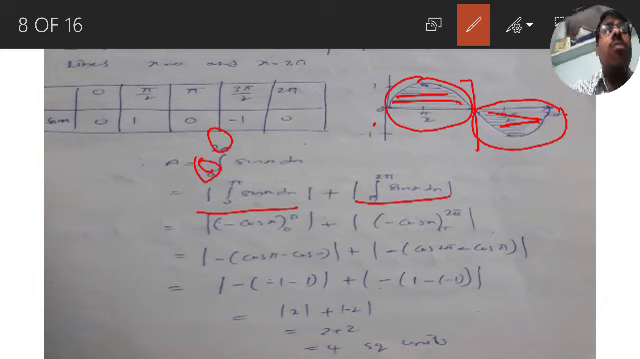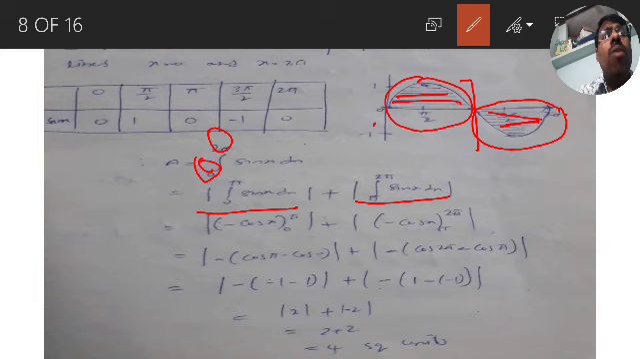So I am taking the modulus of the integral from 0 to pi of sin x dx, plus the modulus of the integral from pi to 2 pi of sin x dx. The integration of sin x is minus cos x. Within the mod, minus cos x from 0 to pi, and minus cos x from pi to 2 pi. So upper limit minus lower limit: minus cos pi minus cos 0, and minus cos 2 pi minus cos pi.